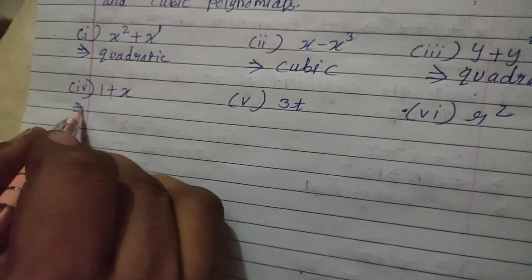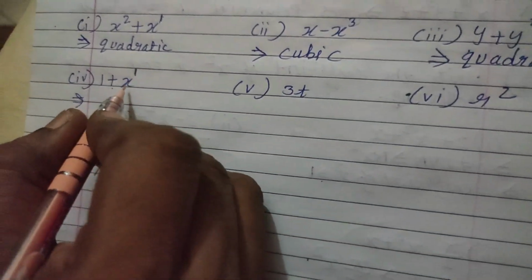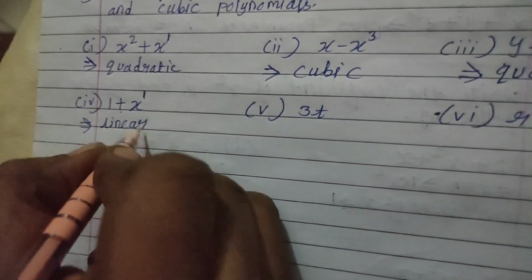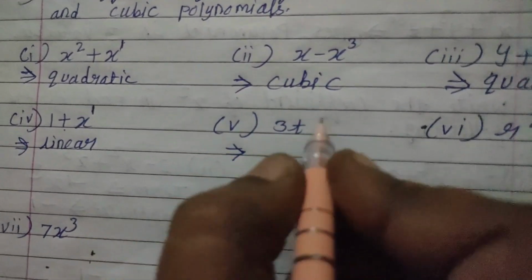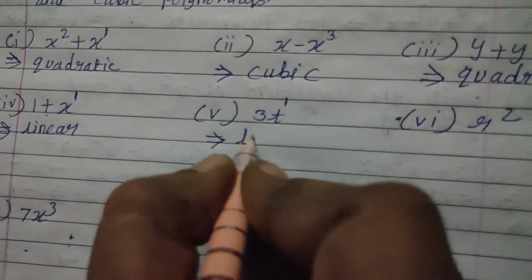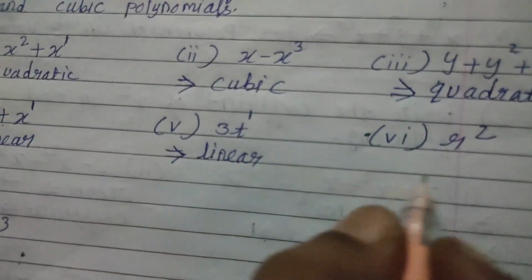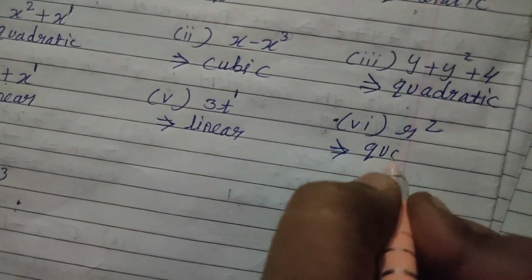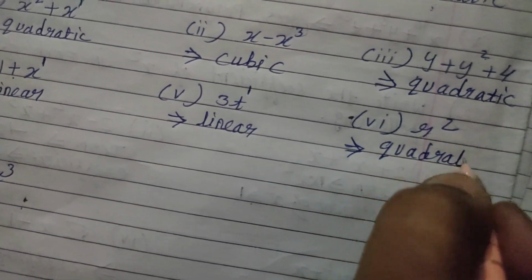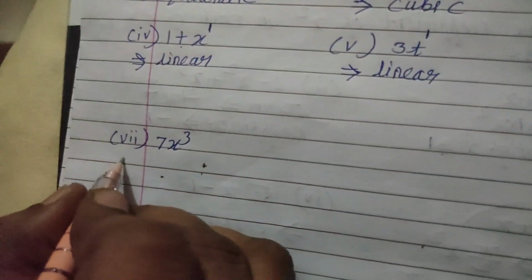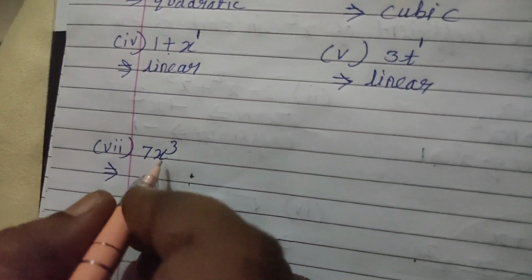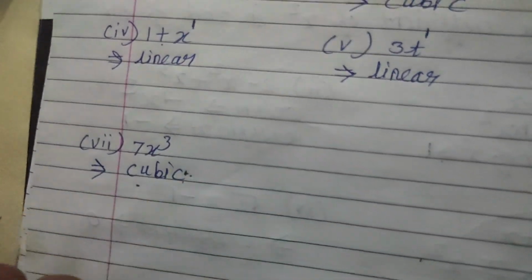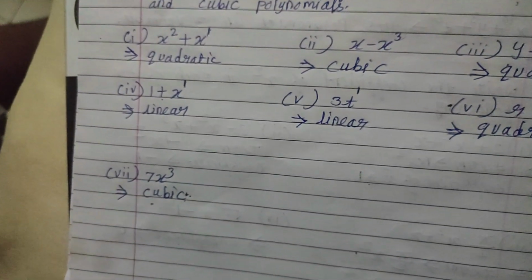1 plus x, the power of x is 1, so the highest power is 1, that is degree is 1, so it is a linear polynomial. Again here it is 1, so it will be a linear polynomial. R square means degree is 2, so it will be quadratic. And this is the last one. Here the power is 3, that is degree is 3, so it will be a cubic polynomial. That is the end of exercise 2.1.